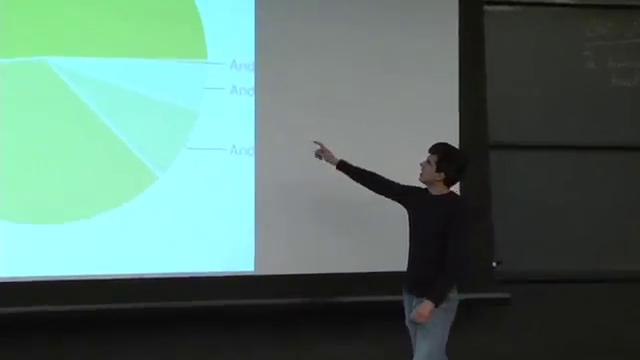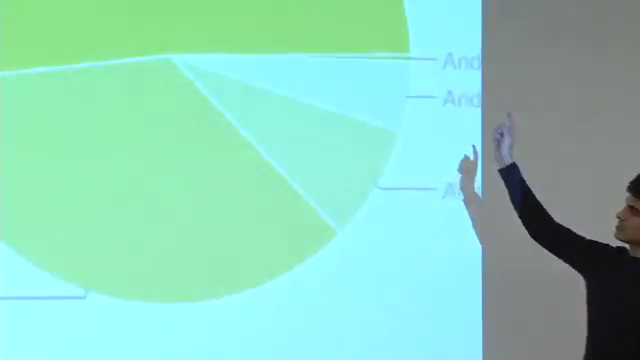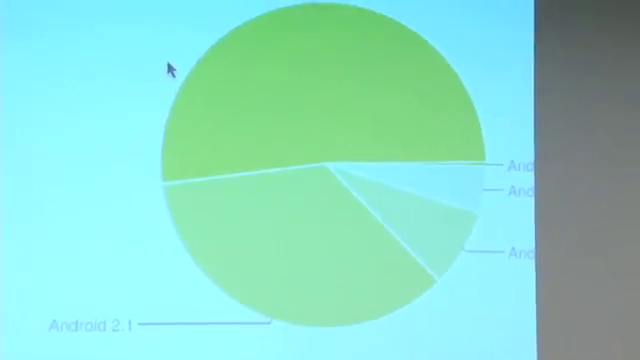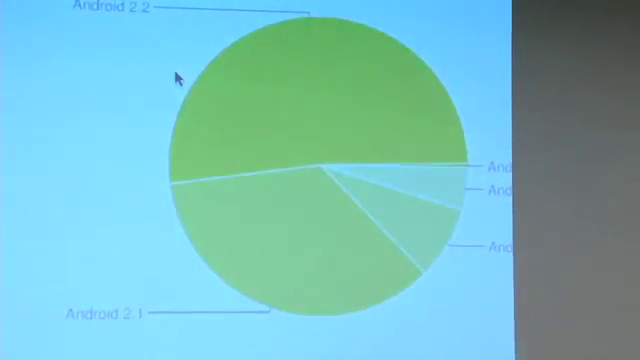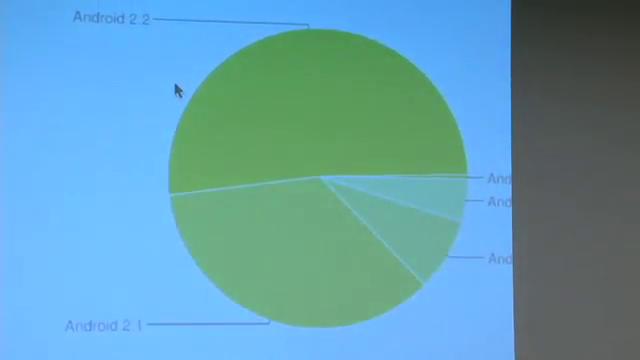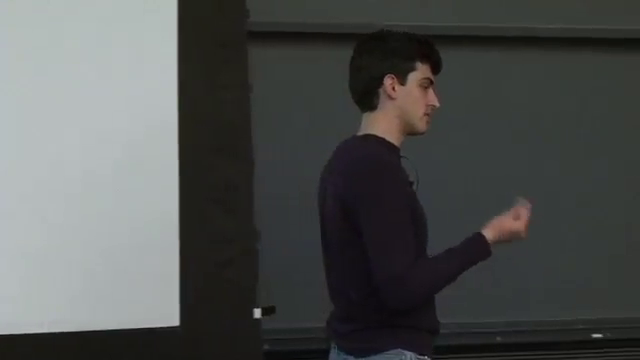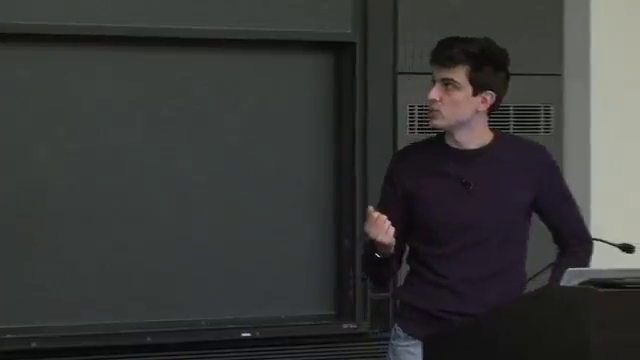We can see that right here, the biggest portion of this pie chart is Android 2.2, codenamed Froyo. And this implies that the majority of Android users are actually using this version, which is, as of right now, the latest, most commonly available version. There is actually a later version available, Android 2.3, but you pretty much have to purchase a brand new phone to get it.